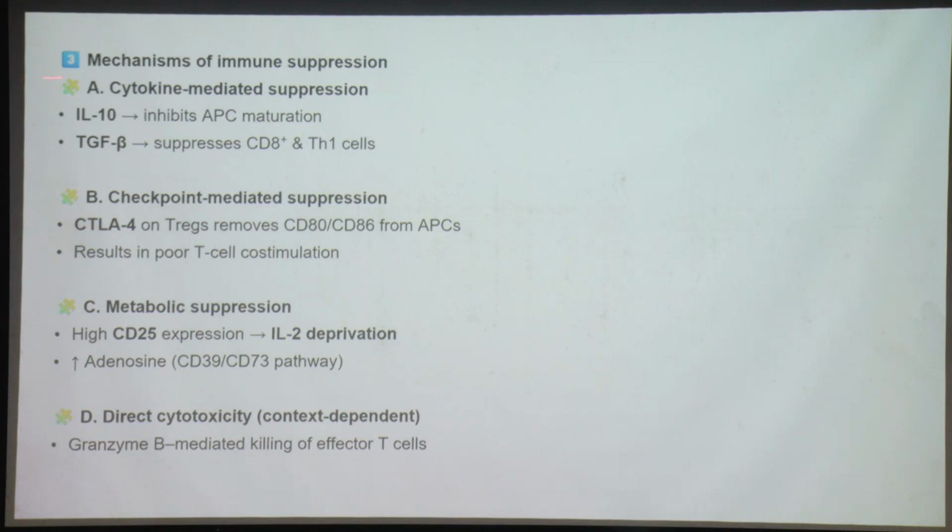So mechanism of immune suppression, they inhibit APC maturation. TGF-beta suppresses T cells. CTLA4 you already know, okay, they also kill T cells directly. So they will spray perforin and granzyme, and perforin will make holes in T cells, granzyme will go inside, and they will kill it. Okay, so now we have seen the three really bad kind of immunosuppressive cells.